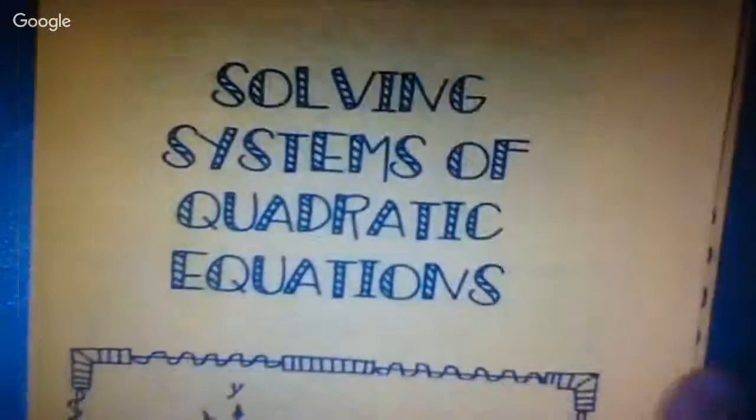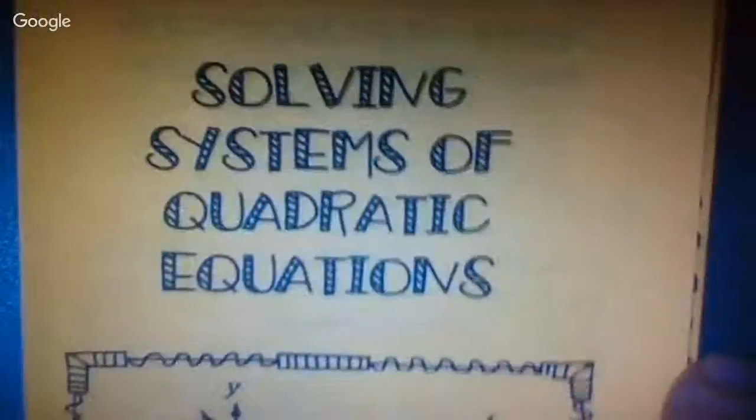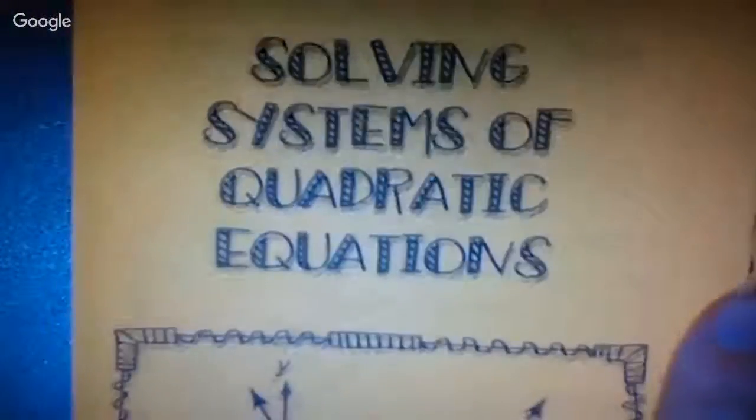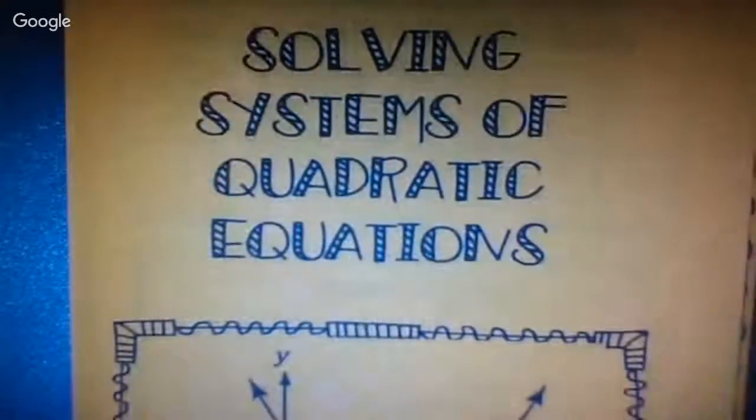Okay, so today we're going to look at solving systems of quadratic equations. Back in Math 1, a long time ago, you did systems of linear equations. So you looked at pictures that looked like this.